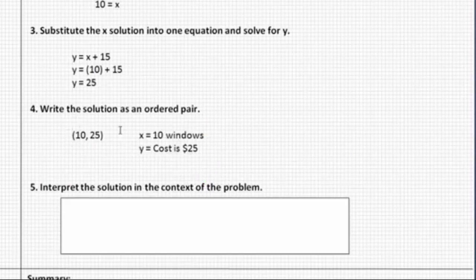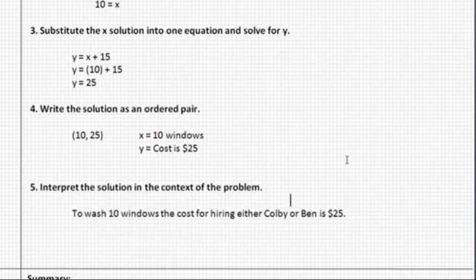So a solution to a systems of equations is always a pair, an x and y pair. So we write it as an ordered pair, 10 and 25. And here I like to have it here because it helps with this last step of interpreting the solution in the context of the problem. And so we know that x is 10 and y is 25, and that represents windows and cost. We've already kind of written this out in our last problem, so I'll go ahead and uncover it. To wash 10 windows, the cost for hiring either Colby or Ben is $25.